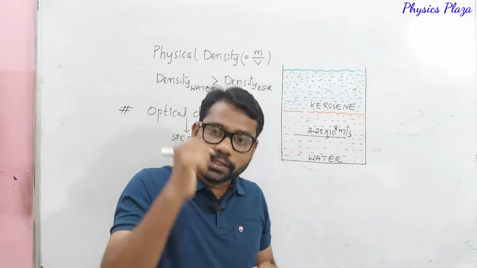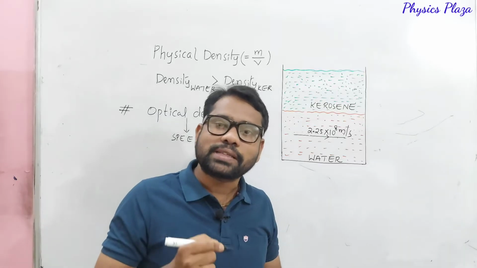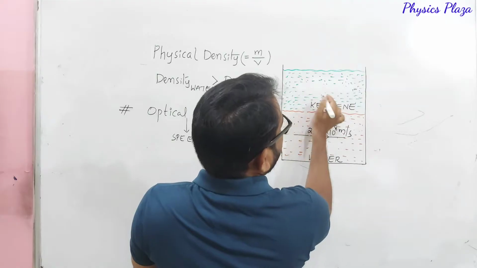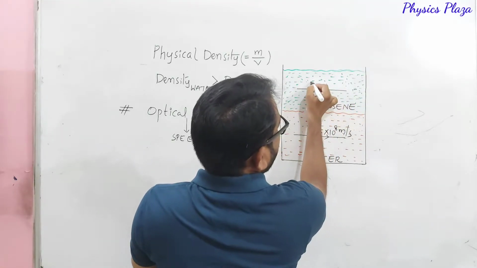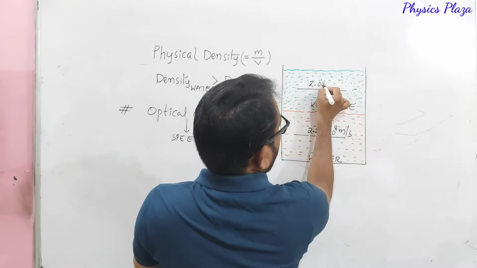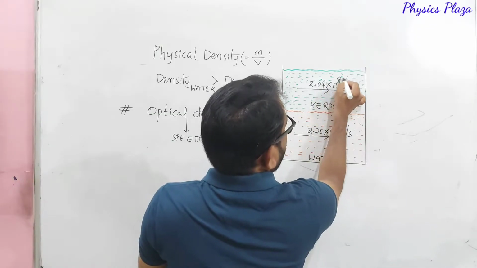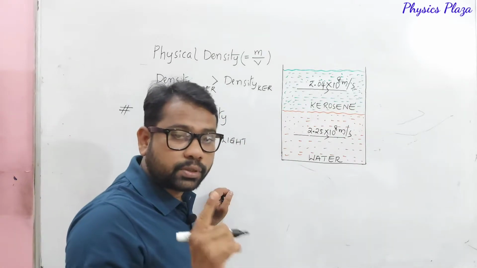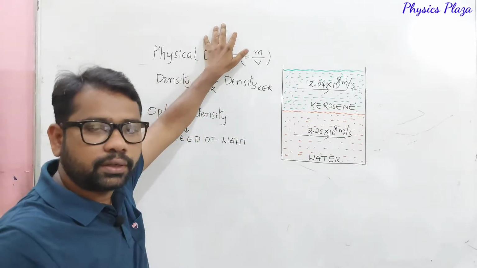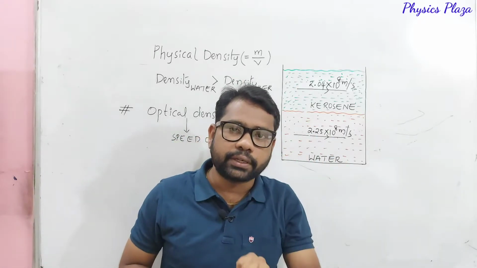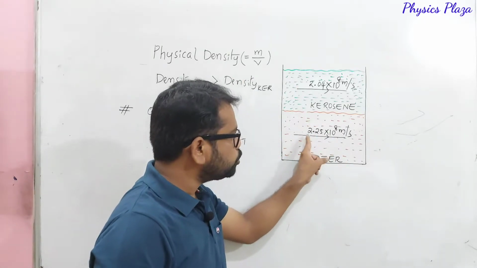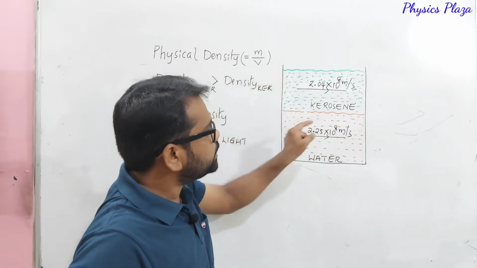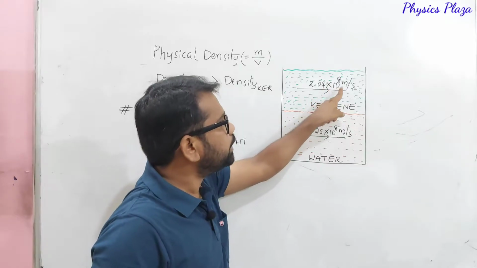Then what about the same light, with what velocity can it travel through kerosene? Children, the speed of light in kerosene is approximately 2.04 into 10 power 8 meter per second. So look at that, try to observe that. Now forget about physical density for a while. We are talking in terms of speed of light. The speed of light in water is 2.25 into 10 power 8 meter per second, whereas the speed of light in kerosene is 2.04 into 10 power 8 meter per second.